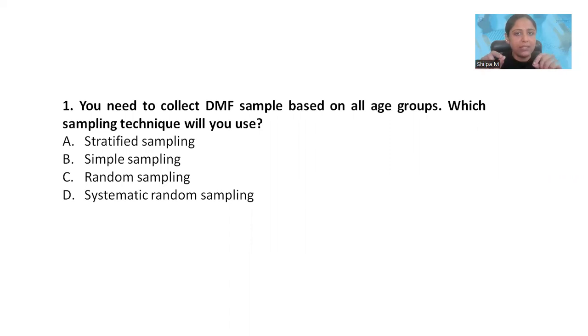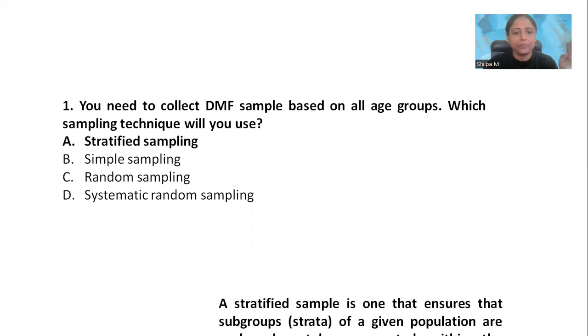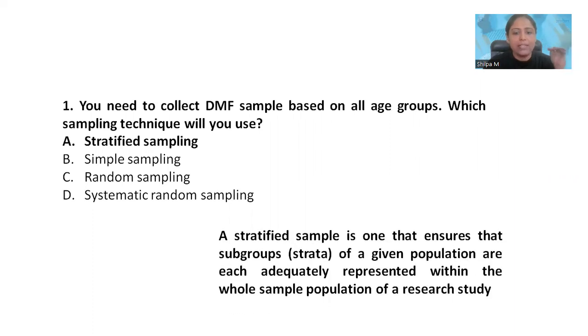Simple random sampling is when you have a homogeneous population, you have a full population and you select a sample randomly. So the choice is choice A, that is stratified sampling, where one ensures that subgroups or strata of a given population are each adequately represented. So here it is age group within the whole sample population of a research study.